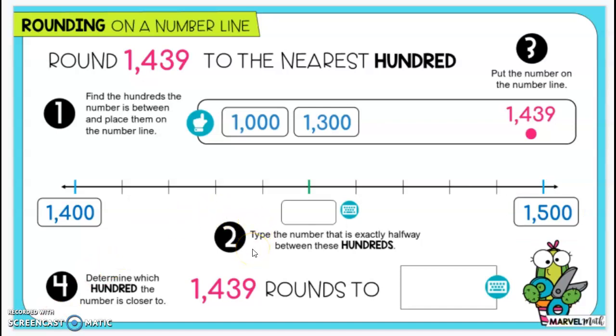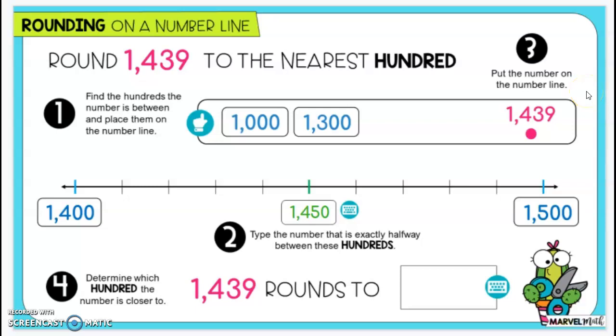Second, we're going to type in the number that is exactly halfway between the hundreds. Remember, 50 is half of 100. So halfway between 1,400 and 1,500 would be 1,450.